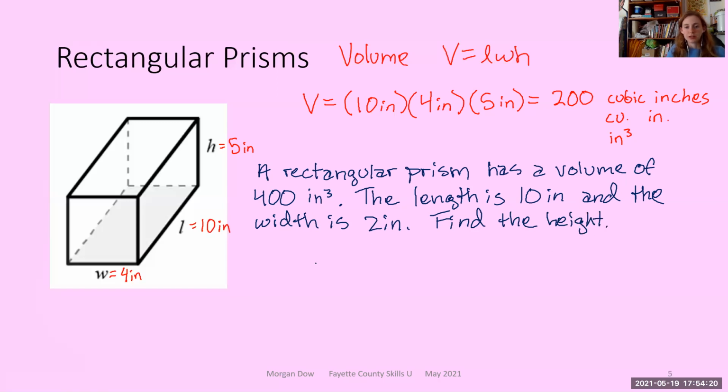So we're talking about a rectangular prism and we're given the volume. So I'm going to start the same way. I'm going to start with the formula. Volume is equal to length times width times height. Now I'm going to fill in the information that I know.